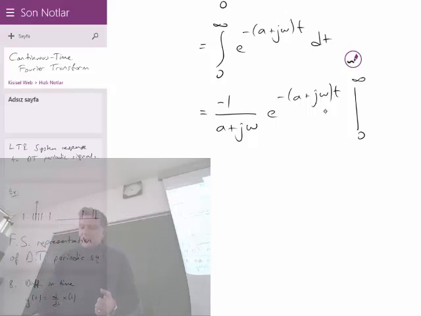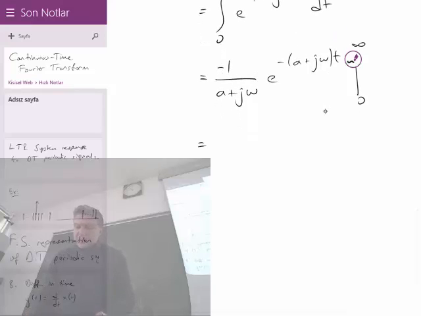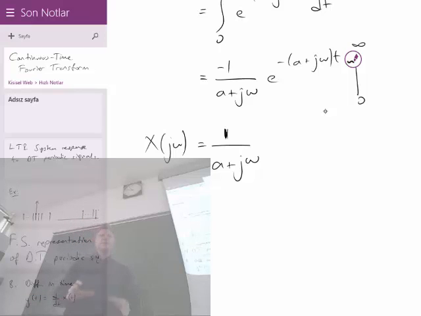And at t equal to 0, e to the 0 is 1. And we must subtract that. Subtract from the value at infinity the value at 0. So subtracting a negative thing will make a positive thing, and the answer is 1 over a plus j omega, and that is X of j omega. And it's a very nice, simple, compact Fourier transform. 1 over a plus j omega.